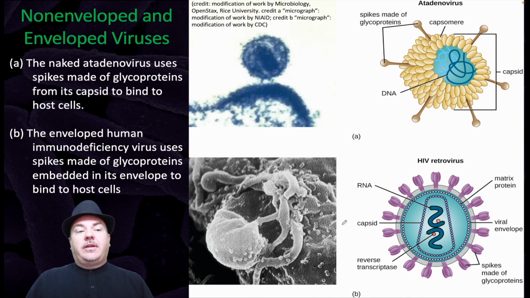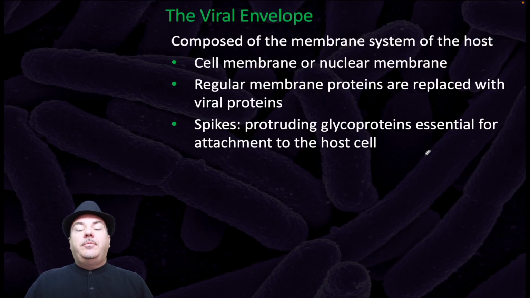As I briefly mentioned, we can have non-enveloped or naked viruses and enveloped viruses. An example of a naked virus is the adenovirus, and an example of an enveloped virus is the human HIV virus. The viral envelope is composed of the membrane system of the host. It could be the cell membrane or the nuclear membrane. Regular membrane proteins are replaced with viral proteins, and spikes are protruding glycoproteins essential for attachment to the host cell.